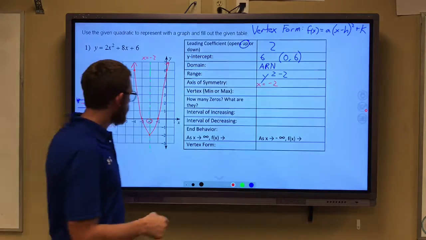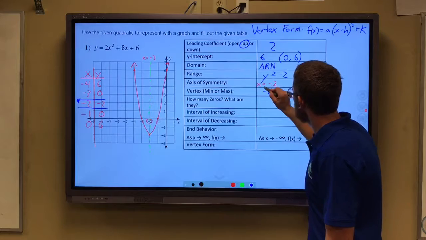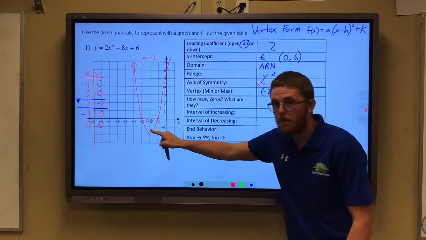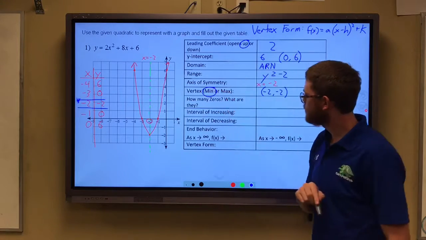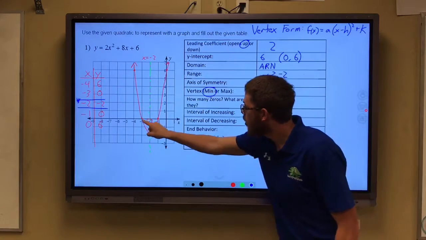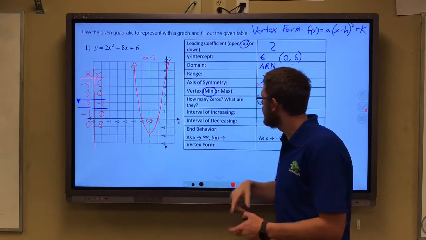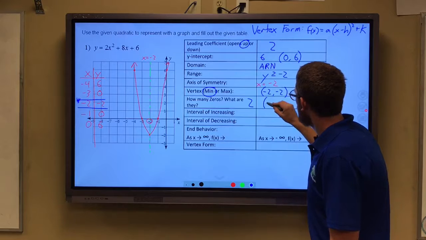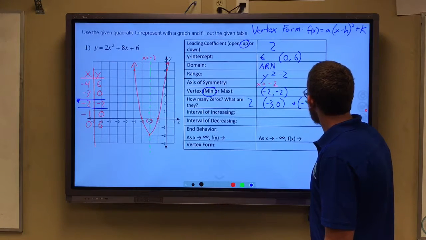The vertex, we already decided the vertex was that point (-2, -2). Is it a minimum or a maximum? It's certainly down here at the bottom of our parabola. It is a minimum. How many zeros? Well, we can see there are 2 real zeros here. One there, one there. There are 2 real zeros. What are they? They are the points (-3, 0) and (-1, 0).